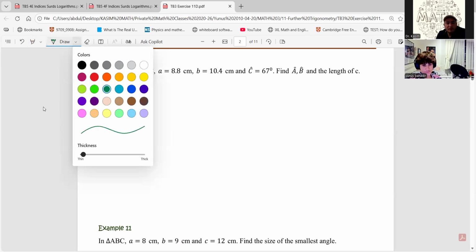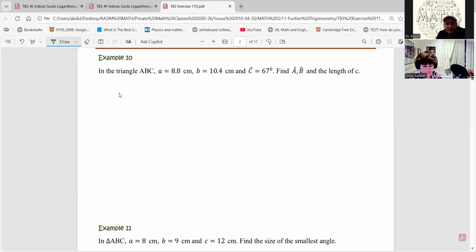What we have to do first is draw. C is 67, so it is something like that. This one is C, this one is A, and this one is B. Angle C is 67. Let me label this by 67 degrees. And B, that's 10.4. And A, 8.8. We have to find the remaining sides and angles. Let me label them C, angle A and angle B.